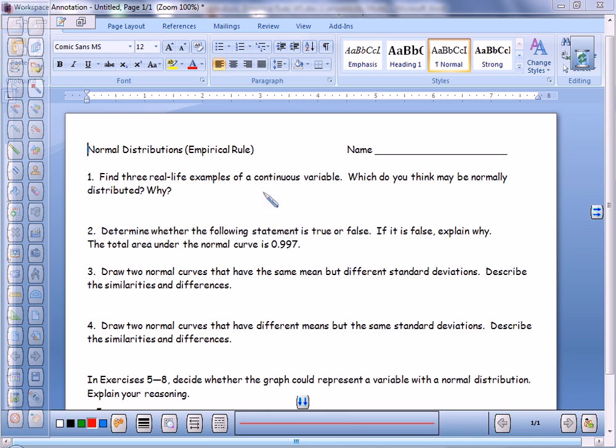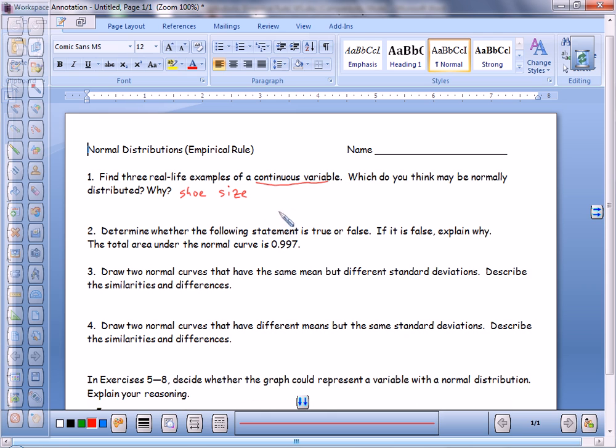So anything that is continuous, and I'll give you guys a second to talk in groups about things that might be continuous, so something that's measurable. What do you think would be normally distributed? Did anybody pick shoe size? That might be something we could do.